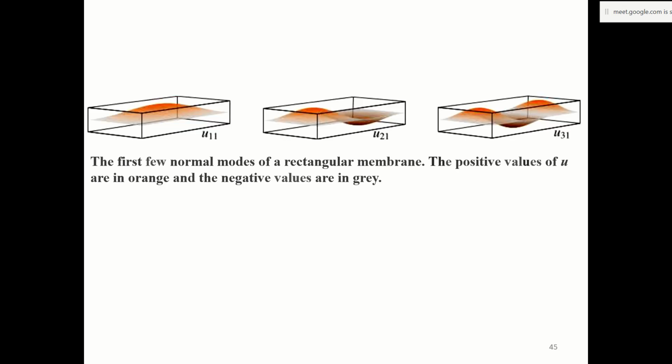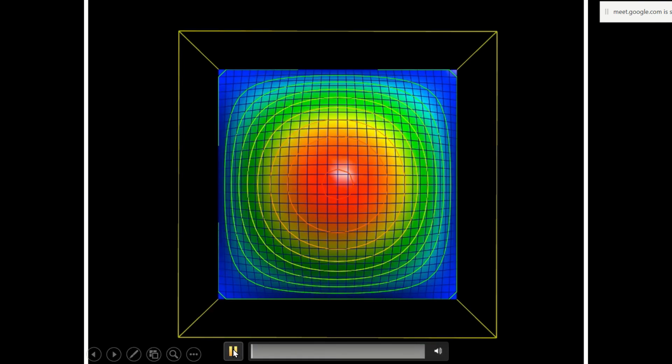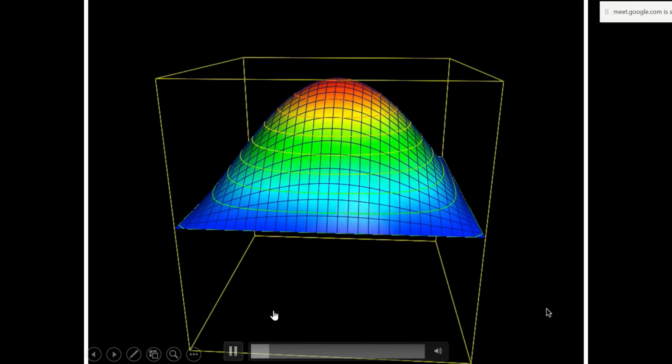So your imagination takes you to these three: the first energy level, second 2 1 or 1 2, and then the third. So 1 1, 2 1 represent the n1 and n2 values, which can range from 1, 2, 3 and so on. The values which are positive are in red, and the gray shadings represent the negative values going down like this.